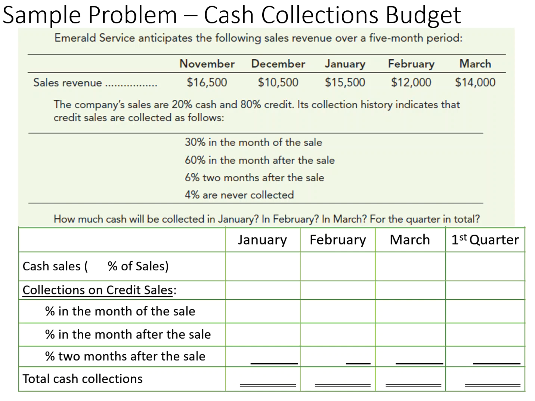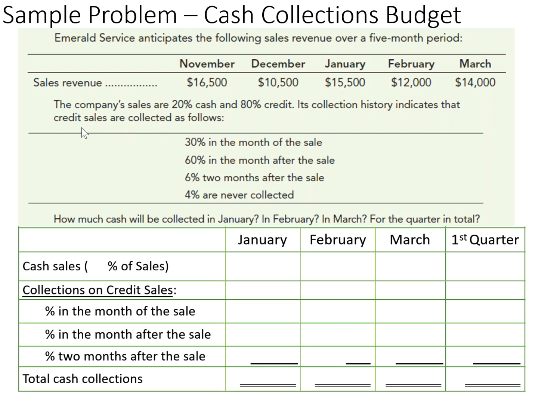Okay, so here we have a problem where we're asked to calculate the cash collections budget. So they give us the following sales revenue. They tell us that the company's sales are 20% cash. So of this sales revenue, 20% of it customers will pay for in cash. 80% customers charge to their credit accounts.